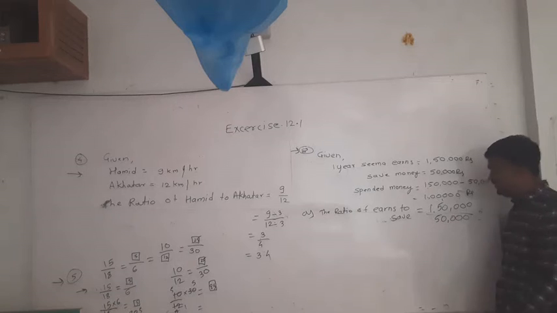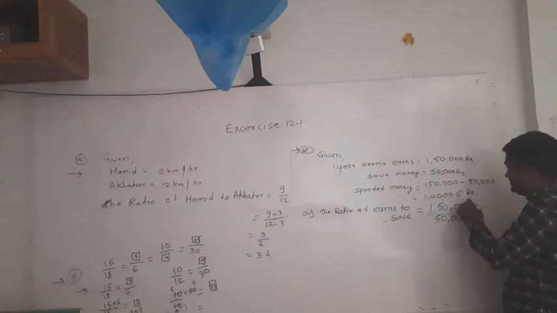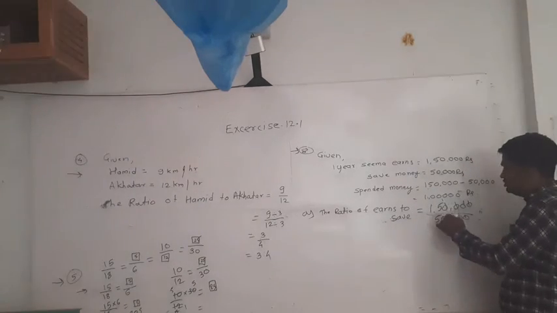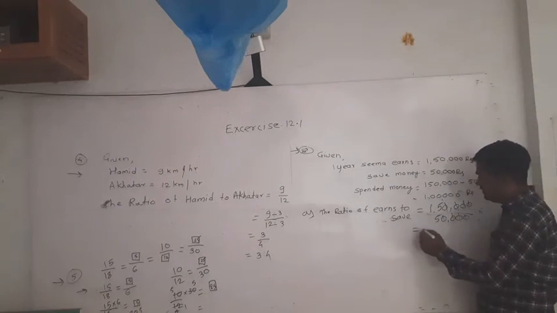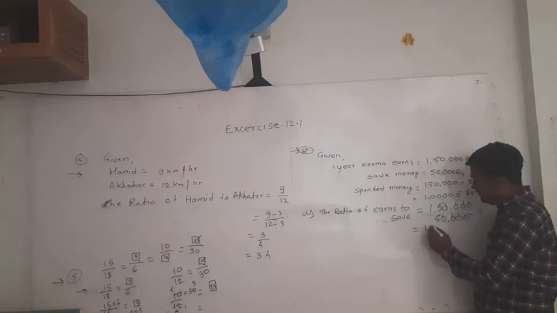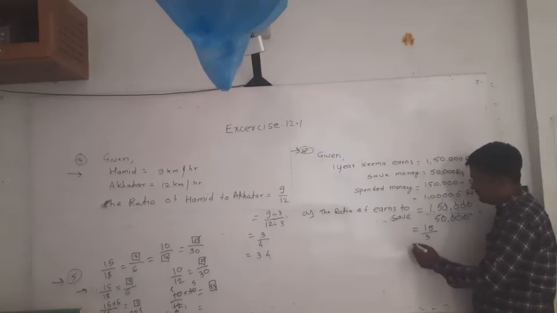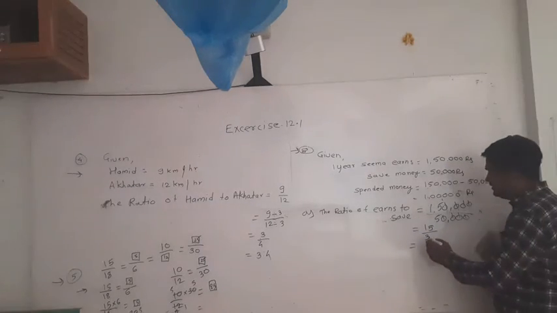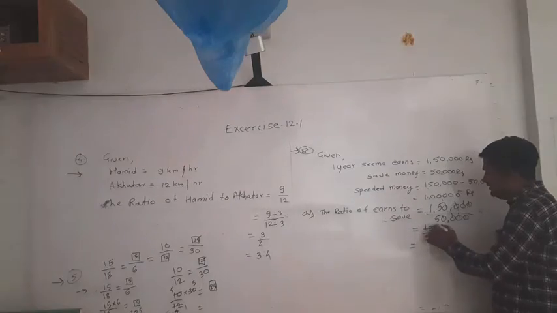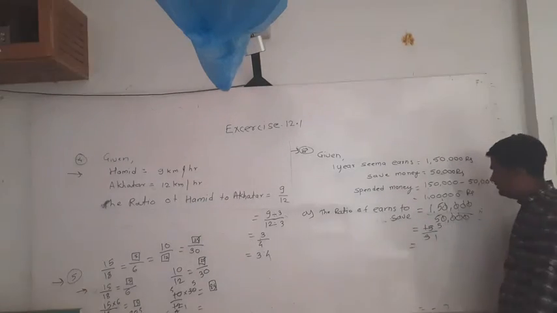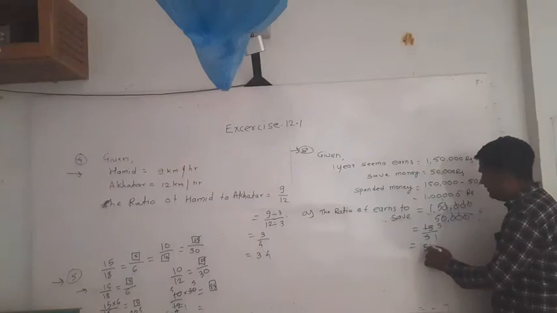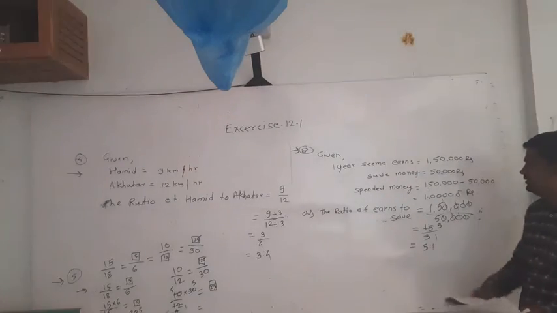Yesterday I told you that if zeros are there, you can cancel them. Cancel all the zeros. So which numbers remain here? 15 by 3. 3 ones are 3, 3 fives are 15. So what is the answer? 5:1.